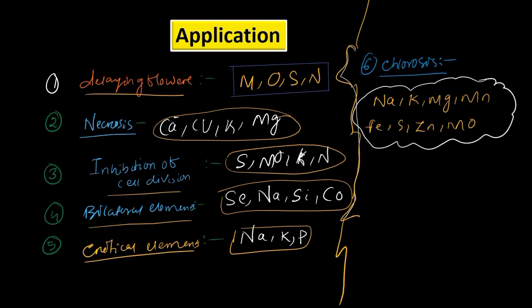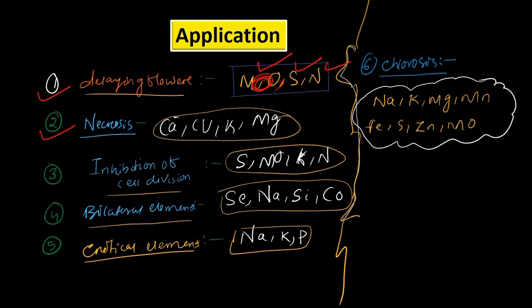We completed the different minerals. Now I'm discussing the exact applications of these minerals. One is delaying of flowering. So what is delaying of flowering? Normally a flower reaches proper flowering in, let's consider, 2 months. If it is delayed and takes 5 months, then it is known as delaying of flowering. For this, molybdenum, sulfur and nitrogen are mostly involved.